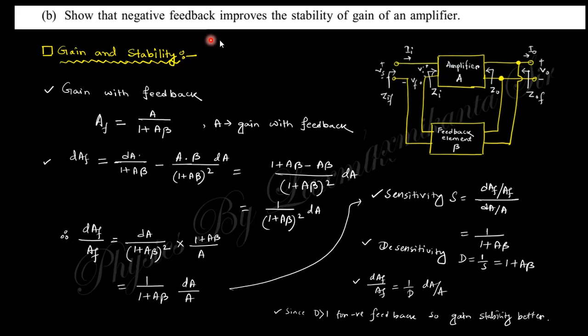Next, the negative feedback improves the stability of gain of an amplifier. In the negative feedback, the gain of an amplifier is more stable. The gain with feedback for a negative feedback equals to like that. So if this changes, dAf just by taking the derivative of this one, you will get this relation, dAf by Af equal to this one. So the stability factor, that is dAf by Af equal to 1 by (1 plus A beta), and since this is greater than 1, this is less than 1. Okay, so the stability is more than that of unity.